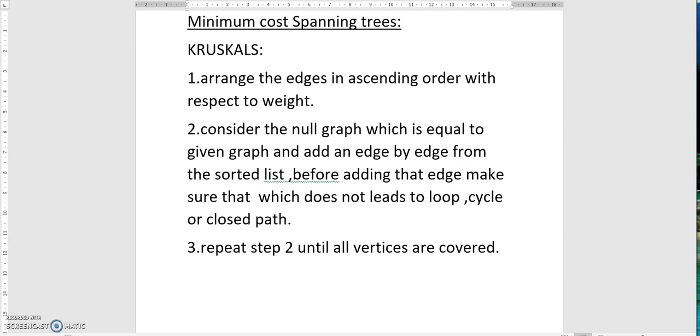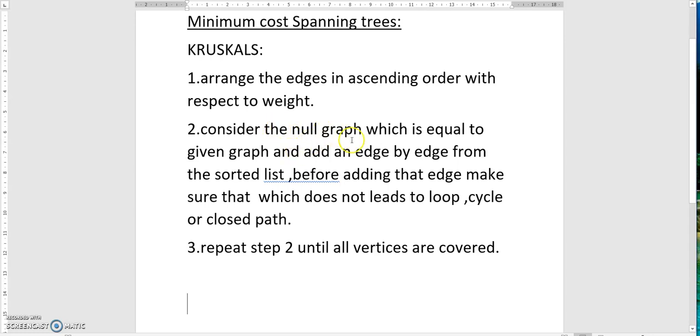In this session, we are going to discuss Kruskal's and Prim's. First, Kruskal's. Kruskal's can be done with the help of these three steps. That means this can also be called an algorithm. Arrange the edges in ascending order with respect to weight. For given edges, we have to sort them in ascending order with respect to their weight.